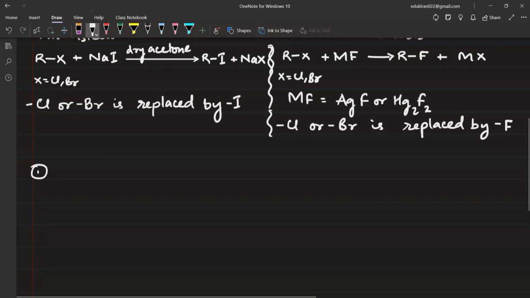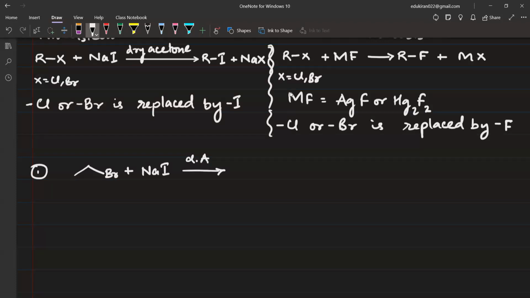Now, please remember when I write these simple problems, don't think that in the exam they will ask you in exactly this way. No, they will not ask you in the exact way. For example, if I give something like this, ethyl bromide plus sodium iodide, and I'm writing DA, that is dry acetone. So see, there are a number of ways in which they can ask this question. Now, the same information can be asked.